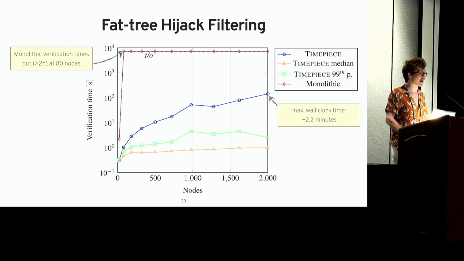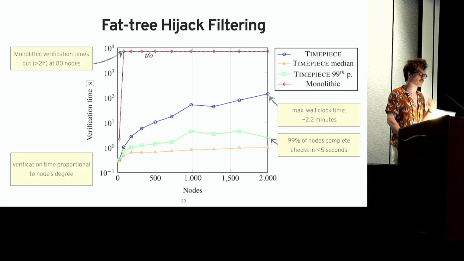And the actual verification time for any individual node is even better. 99% of our nodes complete their checks in under 5 seconds. And this is because the verification time has become proportional to the degree of the node because of these inductive checks, as opposed to the entire size of the whole network.